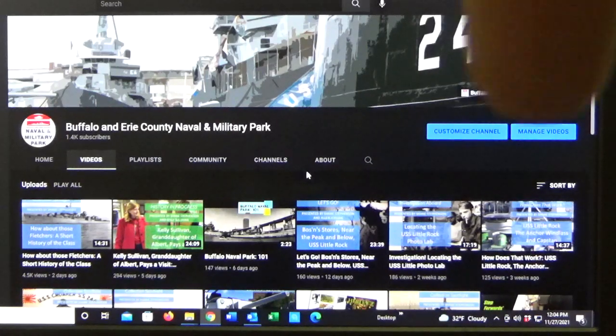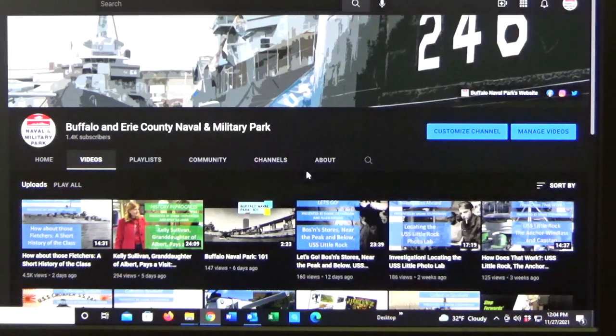The middle one is very cool. That was an investigation I did from a YouTube commenter who was an old salt aboard the USS Little Rock, and he was a photographer's mate. He and I worked together to locate where the photo lab was on USS Little Rock, and I talk about some of the things from the historic photographs that he supplied me that prove that that compartment was the photo lab.